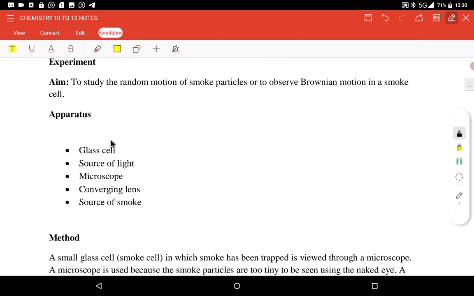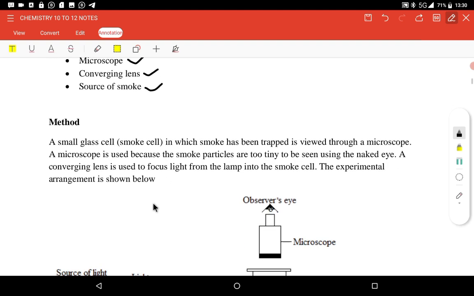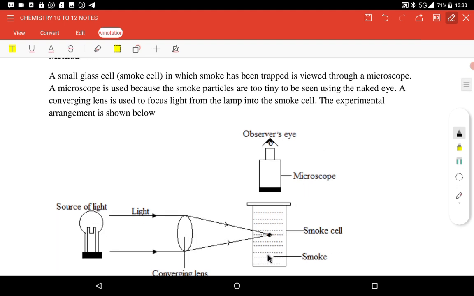The apparatus he needed was a glass cell, a source of light to enable him to see, a microscope also to enable him to see, a converging lens to focus the light, and a source of smoke. So this is what he did. A small glass cell in which smoke was trapped. This is the glass cell, and the smoke inside. He was looking using the microscope like this, and this is where he placed the lens and the source of light.